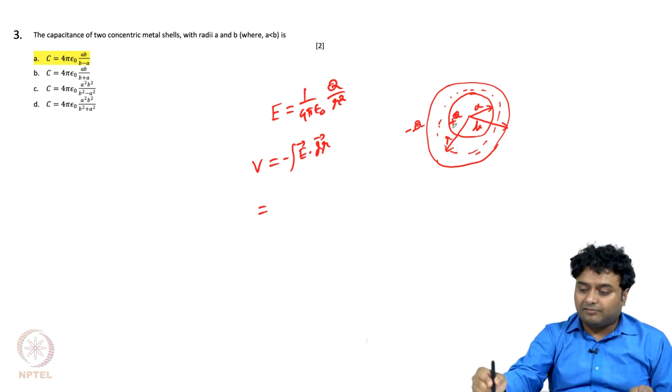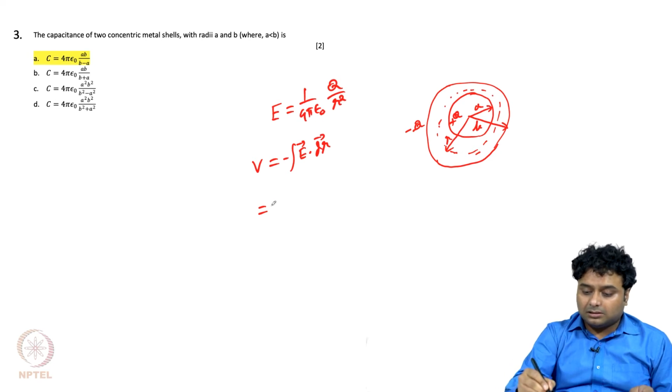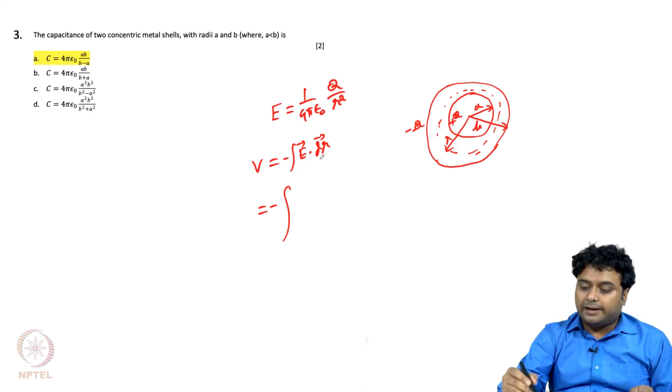So the potential difference between the inner and the outer sphere will be this. I am removing the vector signs because E and D are all pointing in the same direction, so it will ultimately be cos 0, which is 1. So it is 1 by 4 pi epsilon naught into q by r square dr. Now what is this radius? Radius is from A to B.